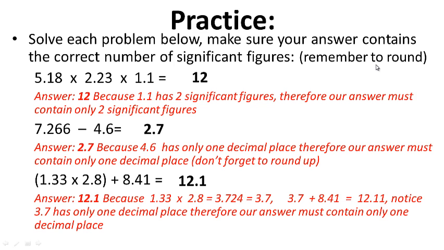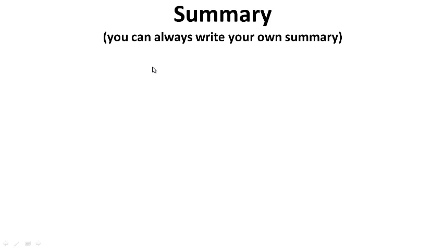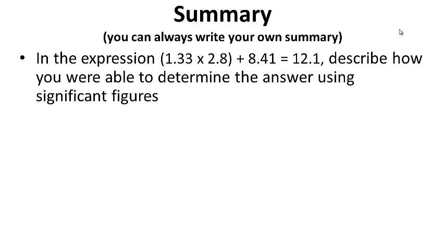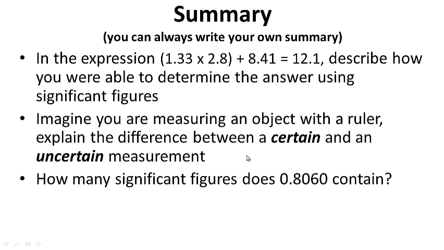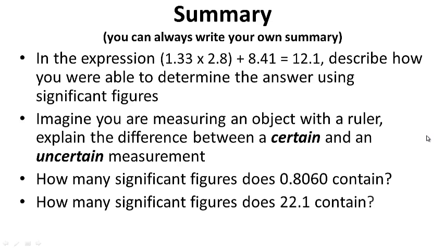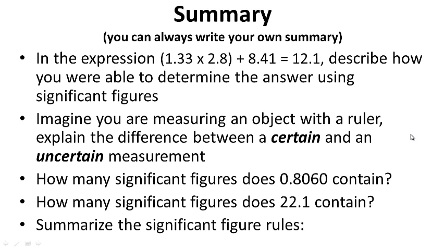All right. So go ahead and summarize. You can always write your own, or you can complete the one I give you. In the expression you just did in that practice problem, describe how you were able to determine your answer using significant figures. Imagine you're measuring an object with a ruler. Explain the difference between a certain and an uncertain measurement. How many significant figures does 0.8060 contain? How many significant figures does 22.1 contain? And then finally, summarize the significant figure rules if you can.